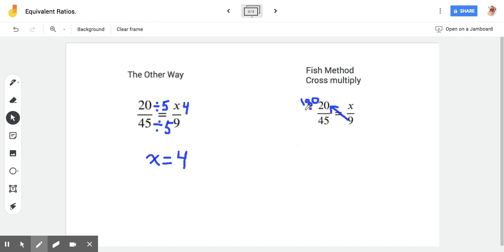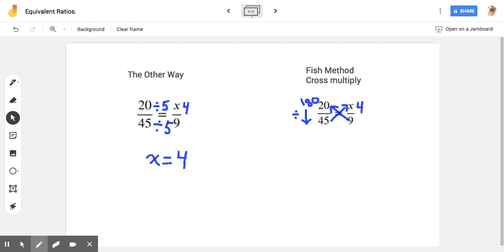So we have 180. Now, I'm going to go down this way. And when I go down here, I'm crossing a fraction bar. Whenever I cross a fraction bar, that means I'm dividing. Okay, I'm going to divide. So now I'm going to do 180 divided by 45. And I see that I get 4. Well, that answer is going to go here to the x.